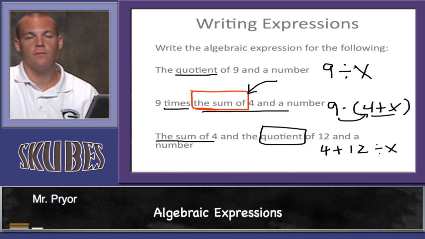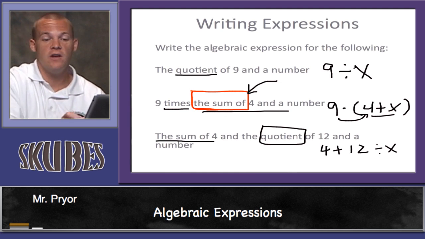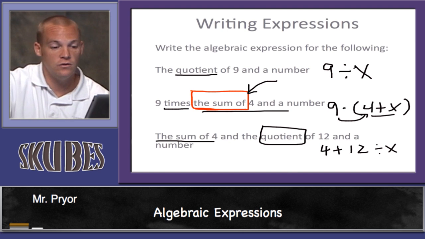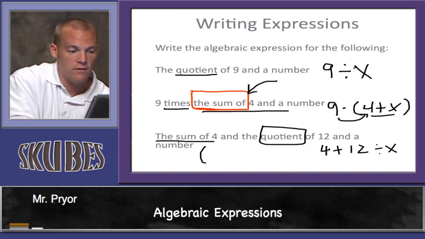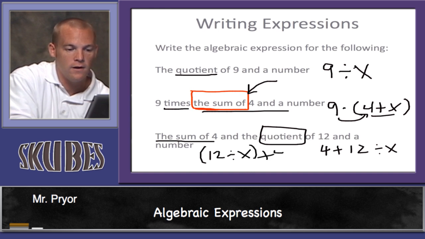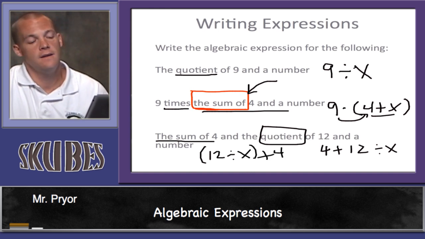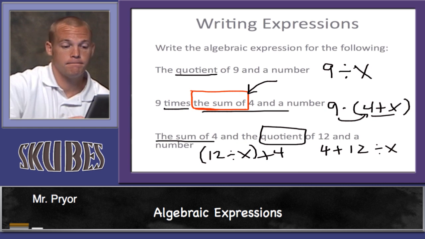But because division comes before addition in the order of operations, you would do that first. So you could technically rewrite this as 12 divided by x in parentheses, then plus 4. But again, it's not necessary to do that. Either way, it'll work just fine.